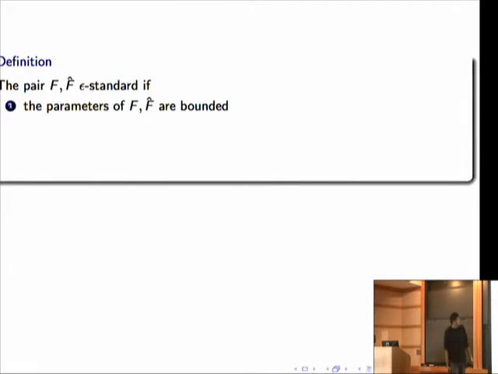All right, and so here's how we'll do it. We'll actually show it in the contrapositive. The idea is you want to assume that, say, f and f hat are different from each other. They're epsilon different. And this will be this notion of epsilon standard here. So first of all, the parameters in f and f hat both need to be bounded, because we're only considering, say, bounded solutions in the first place.